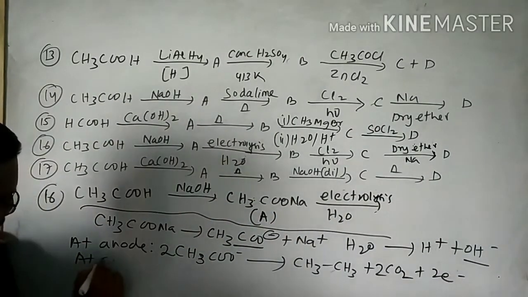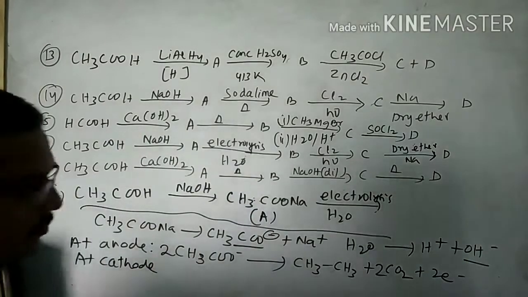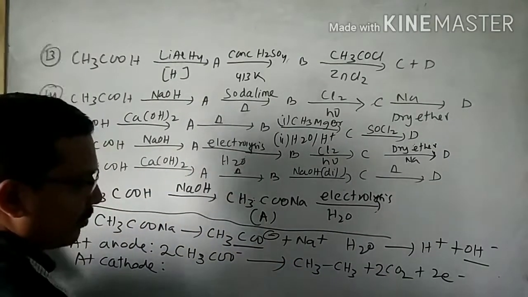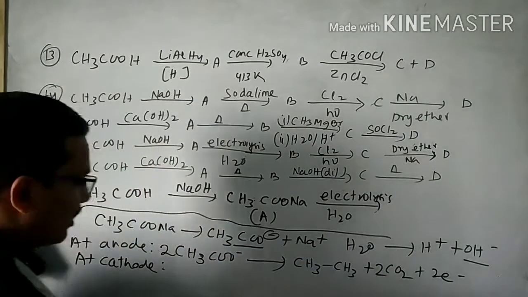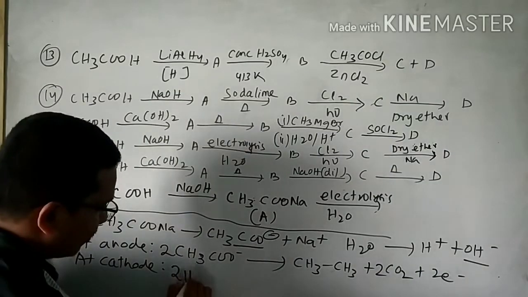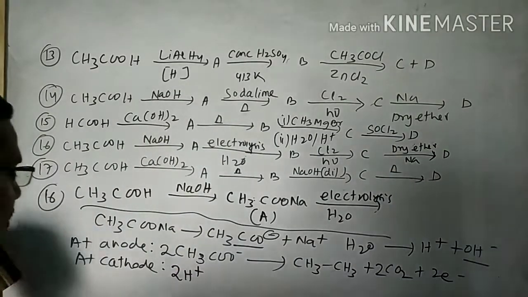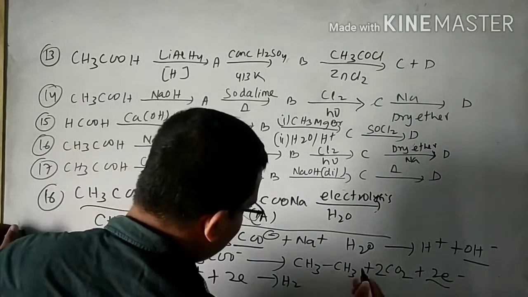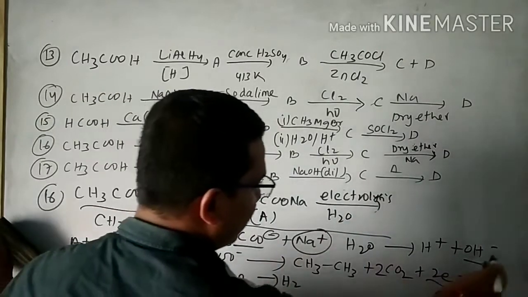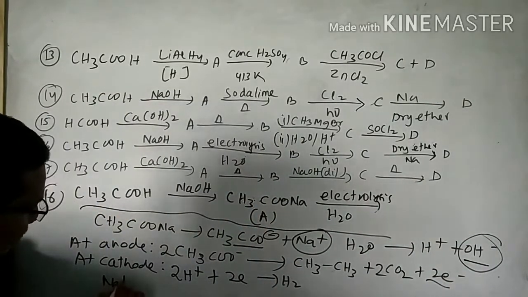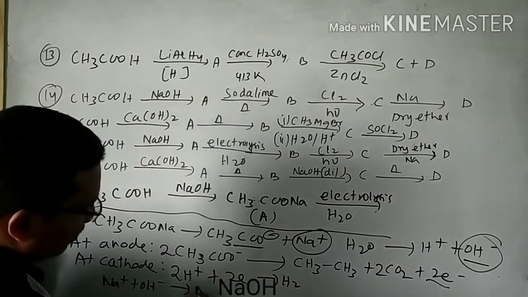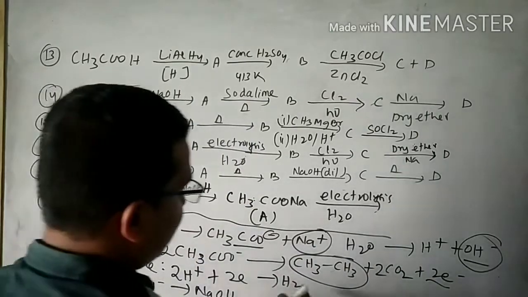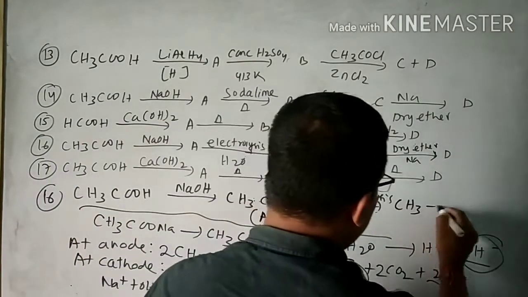At the cathode, cations will come. The cations are H plus and Na plus. Two cations are present, but H plus is more reactive than Na plus, so H plus will come to the cathode and undergo reduction. That means it gains two electrons and gives H2. The remaining are Na plus and OH minus. So Na plus and OH minus react with each other, giving NaOH. Here the main product is CH3 bond CH3, so you can write CH3 bond CH3.